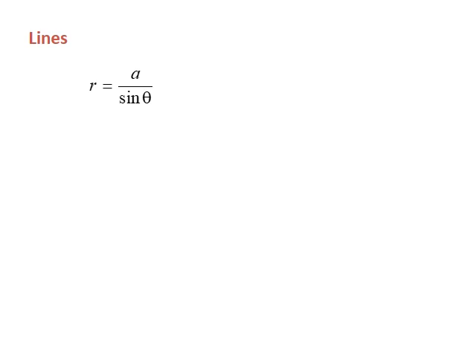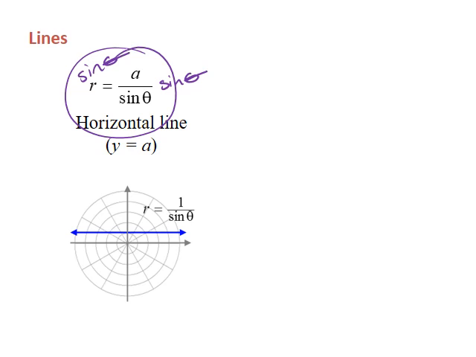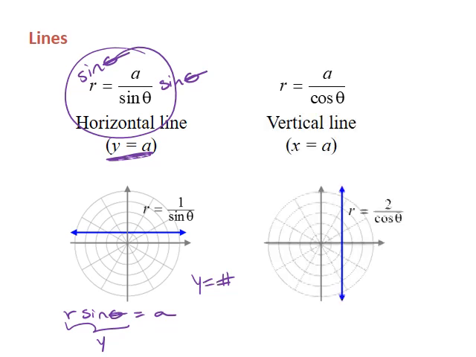So if we represent a line using this equation, that is a horizontal line. Because if you multiply both sides by sine of theta, like in the previous section, you will have r sine of theta is equal to a, and remember r sine of theta is equivalent to y. So if you have y equals some number, that is a horizontal line. Same type of thing here, this will just represent a vertical line.